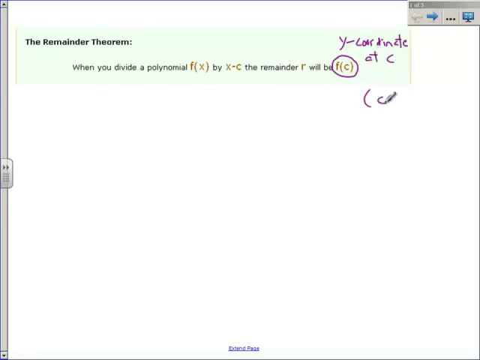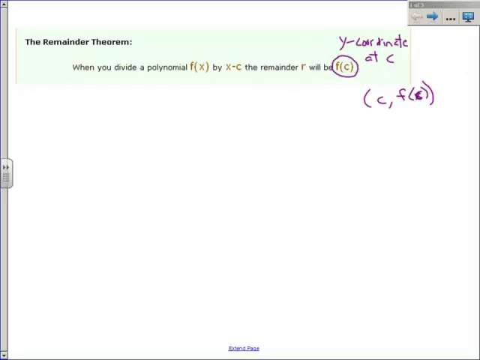The point c comma f of c is a point on the graph of f of x. So this is saying if you do synthetic division and you go through that little process, which most of you have seen before, plus it's not very difficult, this is one way of getting a y coordinate on the graph. So the remainder is the y coordinate.